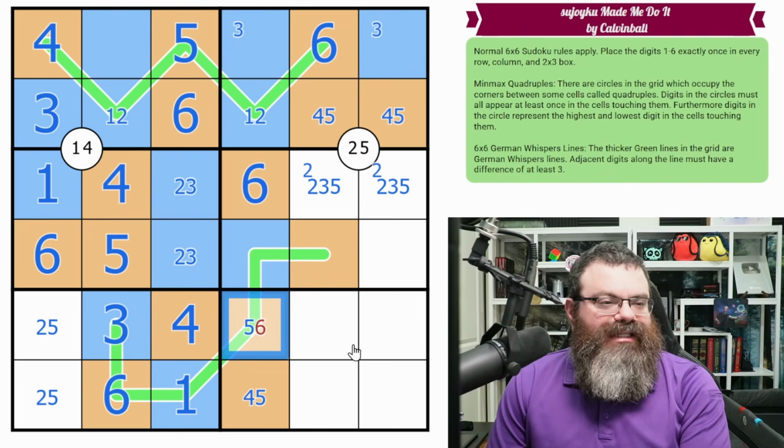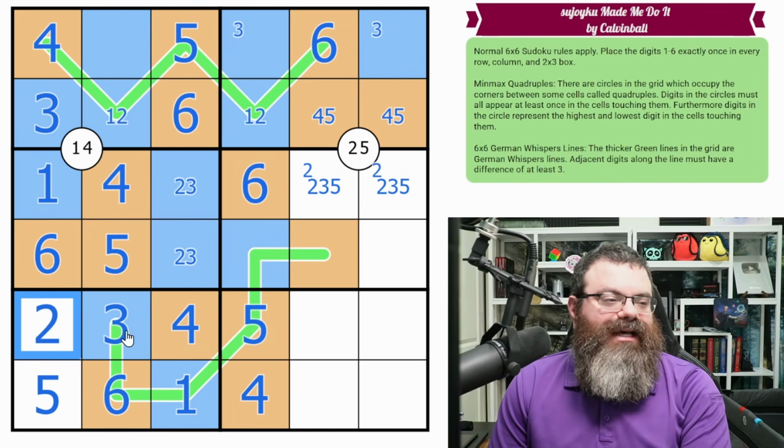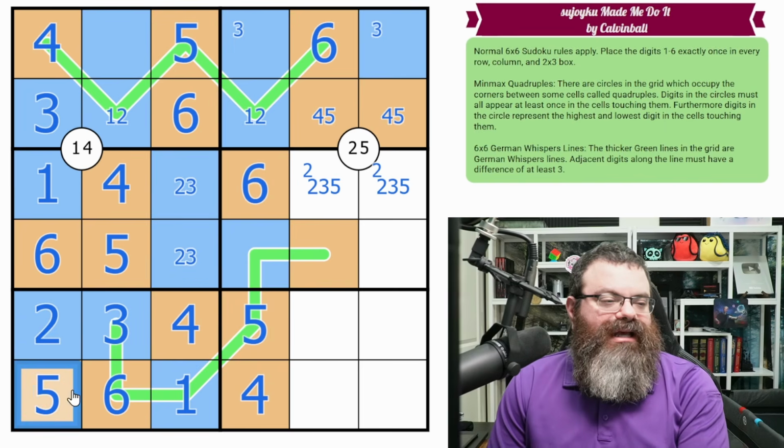This is 5 or 6. Oh, it can't be, sorry, it can't be 4 or 6. So it must be 5. That's 4. This is 2 and 5. 2 is low. 5 is high.